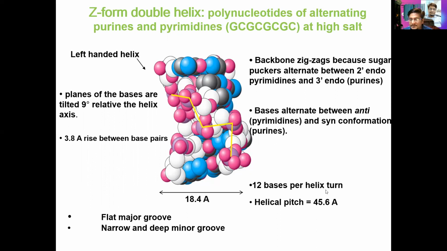Per helix turn, we are going to have 12 bases, and the helical pitch is going to be 25.6 angstrom. Here the major groove is going to be flat, and there is a narrow and deep minor groove. This is the important characteristic, and the per base rise is going to be around 3.8, and the tilting is around 9 degrees. And keep in mind, this structure is going to be left-handed.